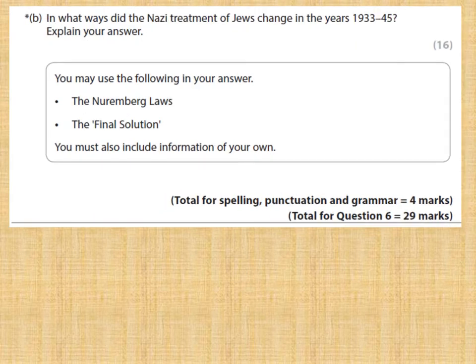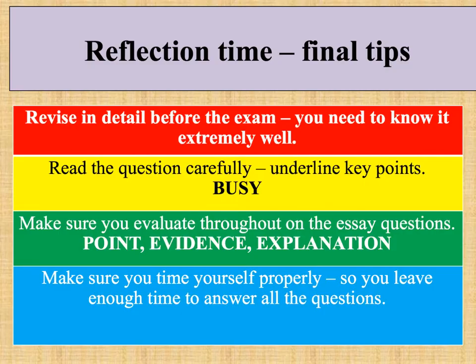A few final tips. There's another example of a 16-mark question from the past. Final tips. So think about reflection. You need to revise in detail for this exam. You need to know it extremely well. So make sure you're doing all those tasks in the revision guide. You come to the revision session at half term. Read the questions carefully using BUSY. For the essay questions, focus on P, your point, evidence and explanation.